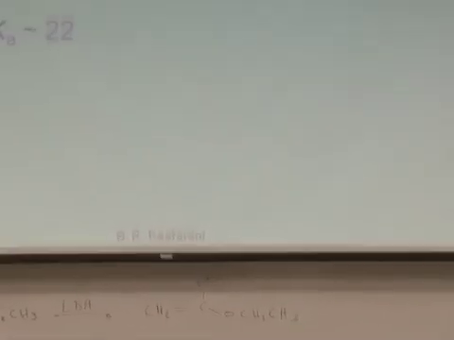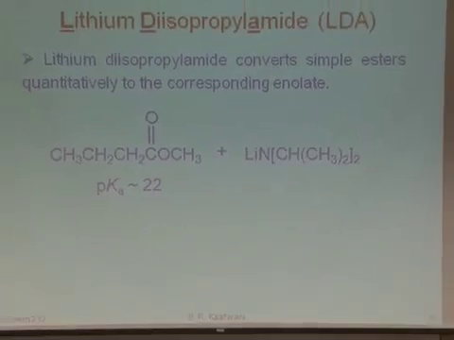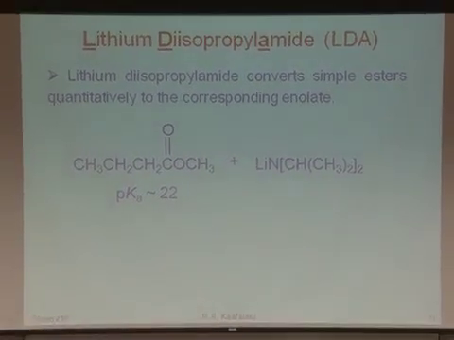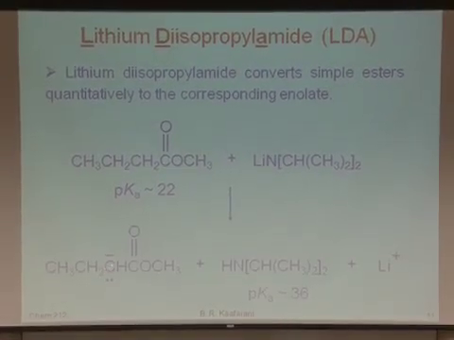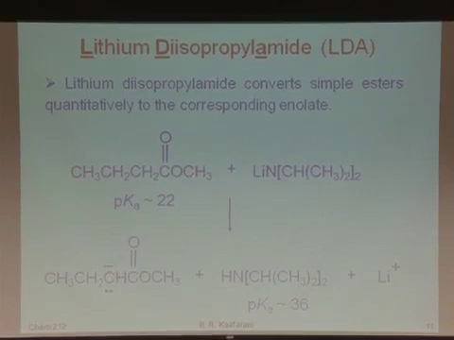So if you take, for instance, methyl butanoate and you use LDA, you can generate the enolate of methyl butanoate quantitatively. The pKa of the conjugate acid of LDA is 36, while this pKa value is 22. So you're going from a stronger to a much weaker acid.